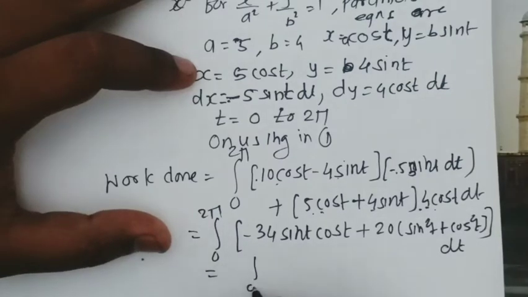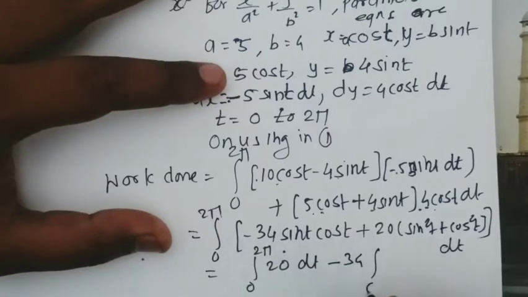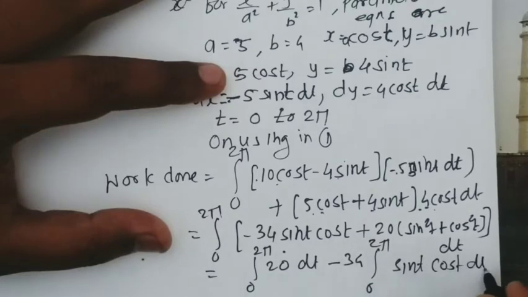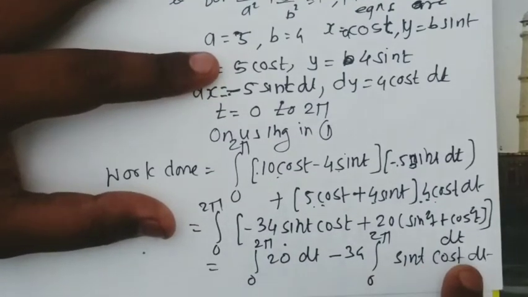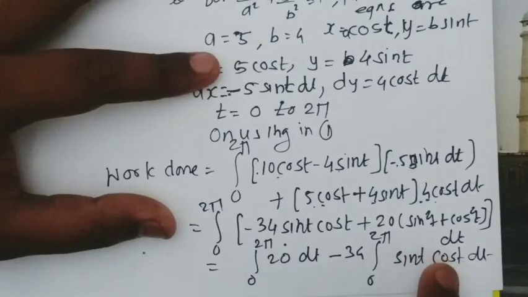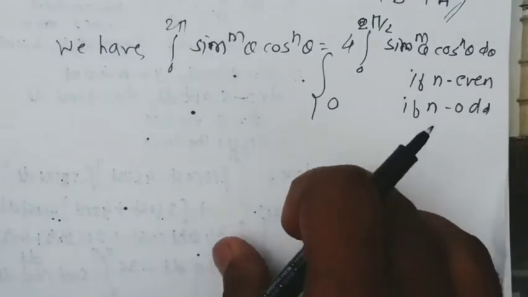So finally we'll have this equal to two integrals: 0 to 2 pi 20 dt minus 34 into 0 to 2 pi sin t cos t dt. So both integrals can be evaluated. The second one, here we have sin t into cos t. We can evaluate this using reduction formulas.